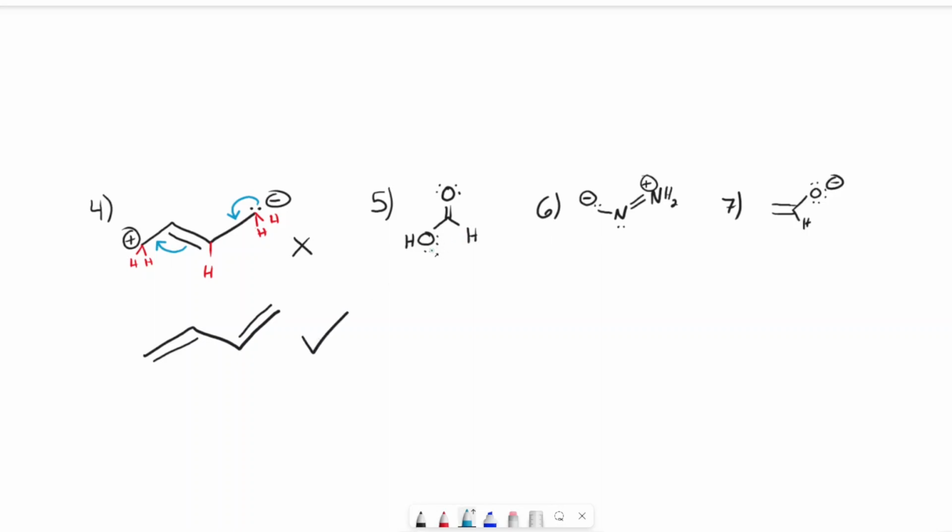For number 5, we do not have any positive or negative charges. We have lone pairs and we have double bonds. As we move electrons, it will create negative and positive charges since it doesn't have any at the moment. Let's start with this double bond here. We will draw that double bond to give a lone pair to the oxygen. It will create the following structure.